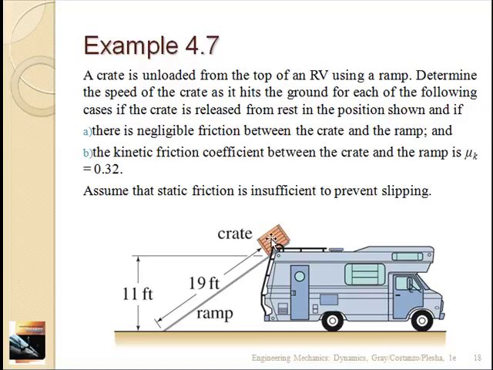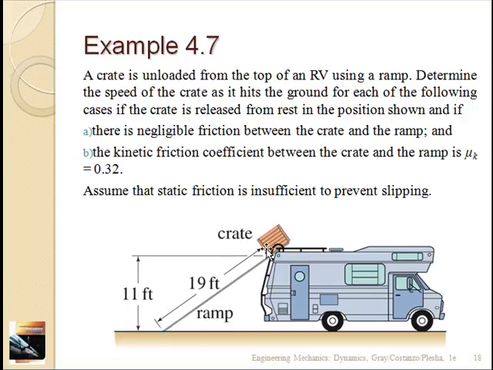Suppose we have a box sitting on top of this RV, and we have a little ramp, and we're just going to slide the crate down the ramp. It's traveling 19 feet along the ramp, and it starts at a height of 11 feet, so you can figure out the angle of this. And so the question is, how fast is the crate traveling when it hits the bottom?